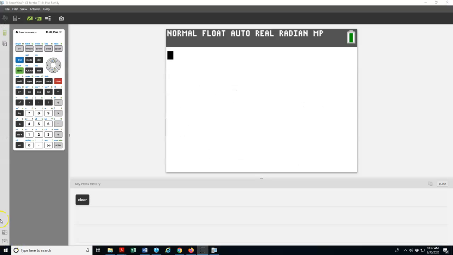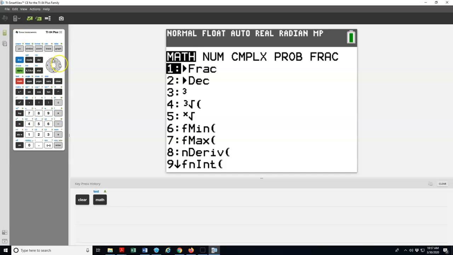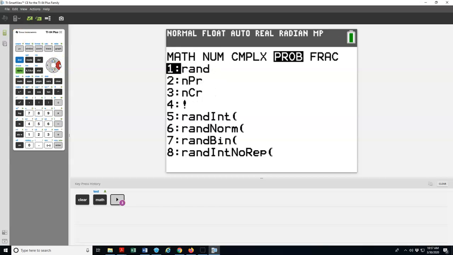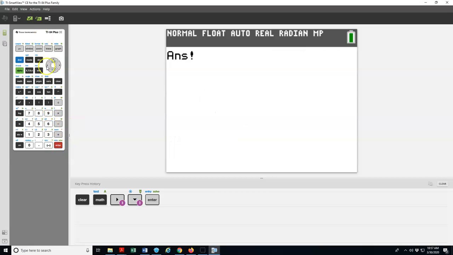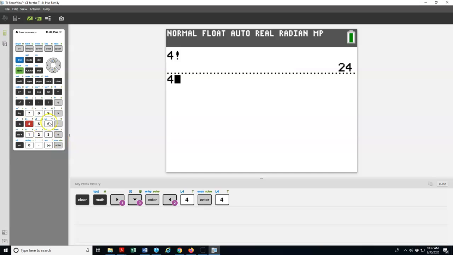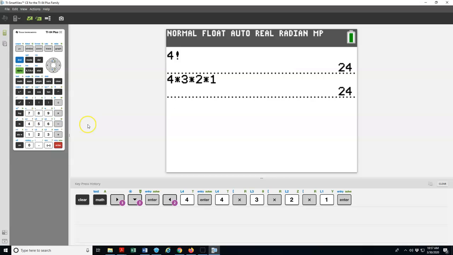Let me pull up my calculator so you can see where that would be. I'm going to go to the math menu, and then I'm going to have to go right to prob, since this is frequently used in probability, and then down here to option 4. Here I didn't put anything in front of that, so let's say 4 factorial. And again, if I did 4 times 3 times 2 times 1, I do get the same value. So you can do these on your calculator if you need a little help with it.